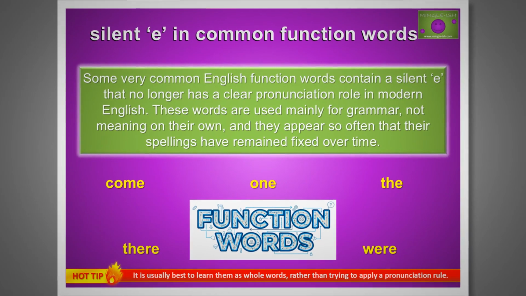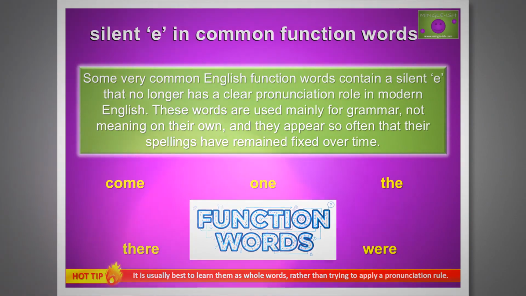Some very common English function words contain a silent E that no longer has a clear pronunciation role in modern English. These words are used mainly for grammar, not meaning on their own, and they appear so often that their spellings have remained fixed over time. These words include come, one, the, there, and were.